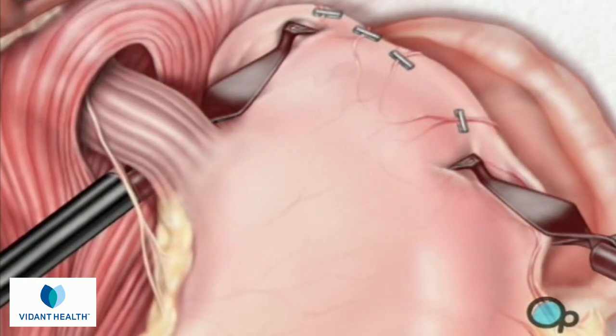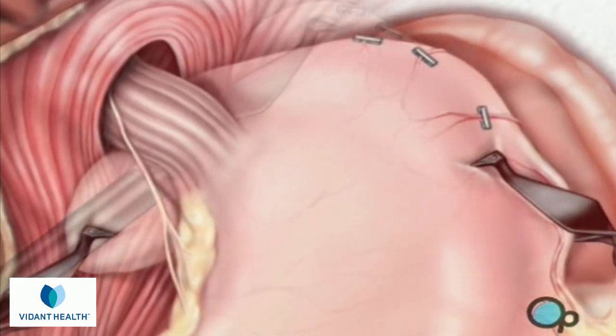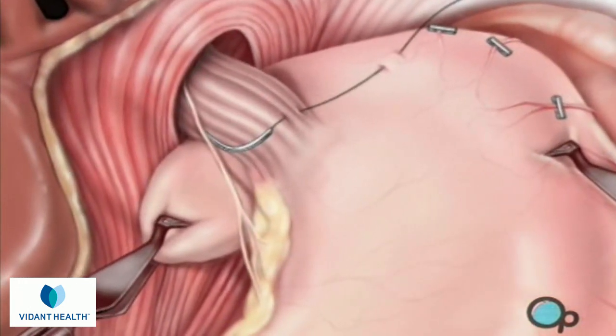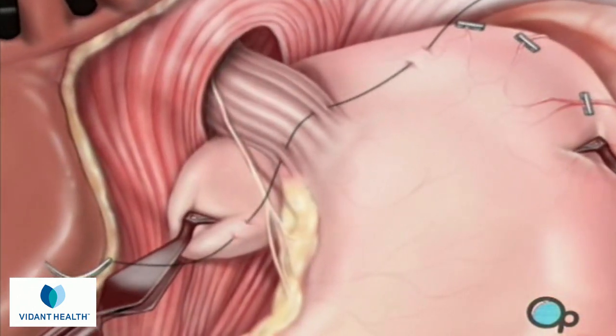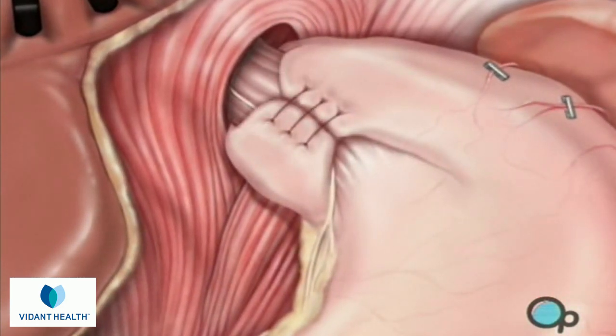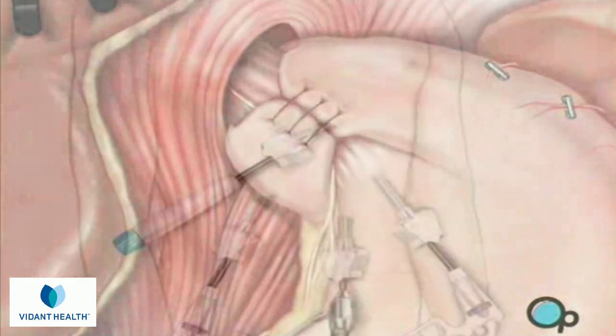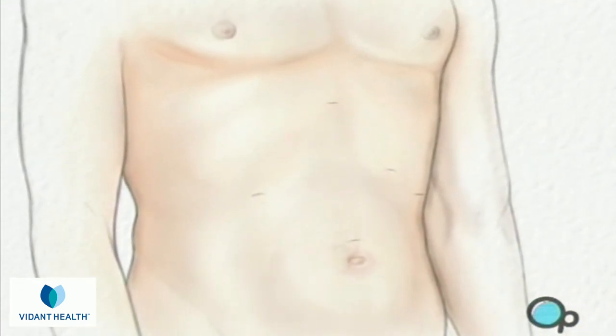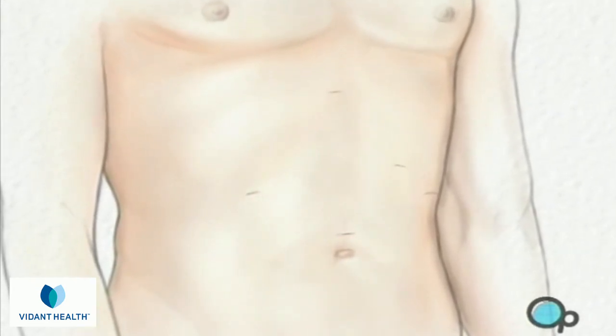your doctor wraps the upper portion of the stomach around the esophagus and sutures it into place. A rubber tube is placed in the esophagus to keep the wrap from becoming too tight. All of the instruments are withdrawn. The carbon dioxide is allowed to escape.